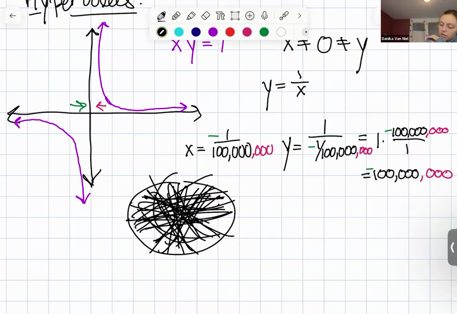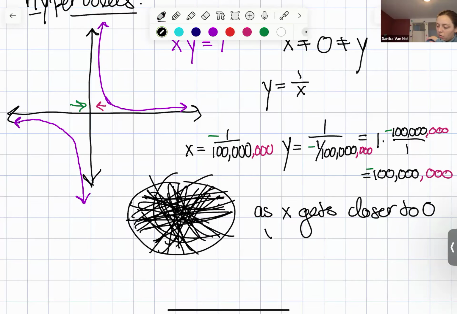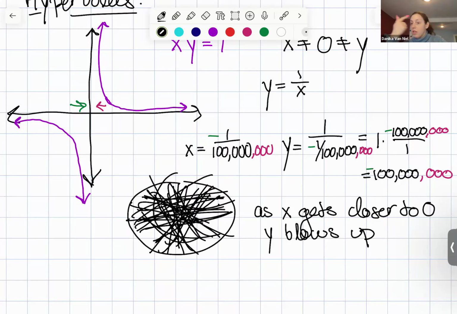So as x gets closer to zero, y blows up, either in the positive or the negative direction, depending on if x is positive or negative, right? But we never actually touch zero, right? X never actually touches zero because x being zero is illegal, right? So we get really, really, really close. Remember, this is that Jujutsu Kaisen and infinity thing, or that's your sibling being like, I'm not touching you. You're getting infinitesimally close to x being zero, but you never actually touch zero, right?